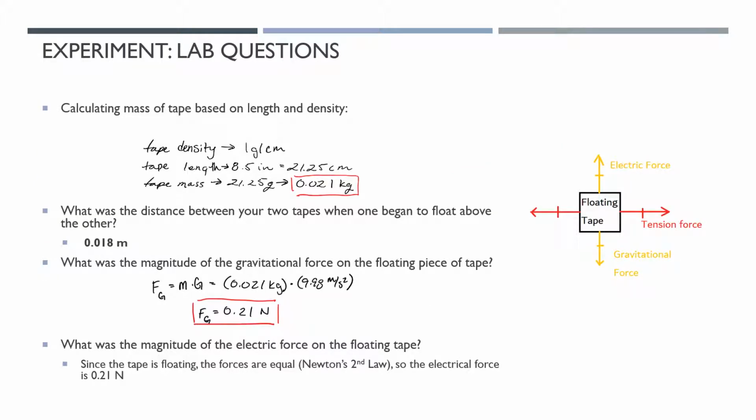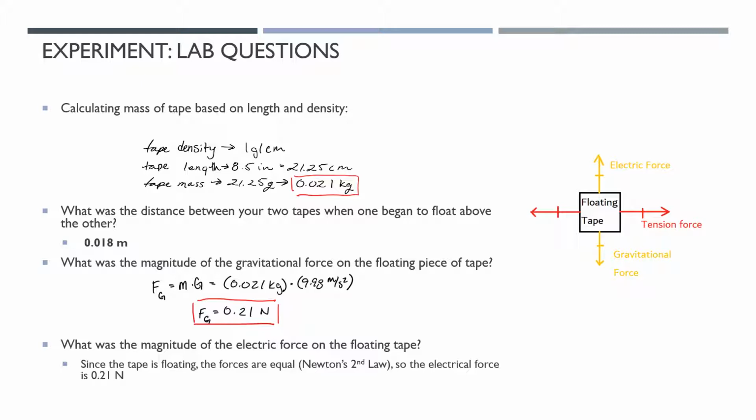The next step in the experiment was calculating and measuring data. First, we had to find the mass of the tape, which came out to be 0.21 kilograms. The distance between the two tapes was measured and came out to be 0.018 meters. Then, using the mass of the tape, which was earlier calculated, we were able to find the magnitude of gravitational force on the floating tape, which came out to be 0.21 newtons.